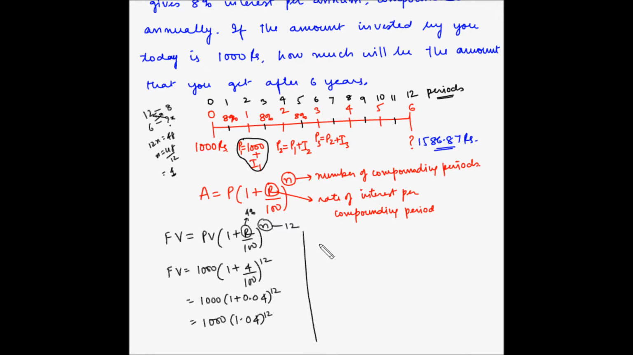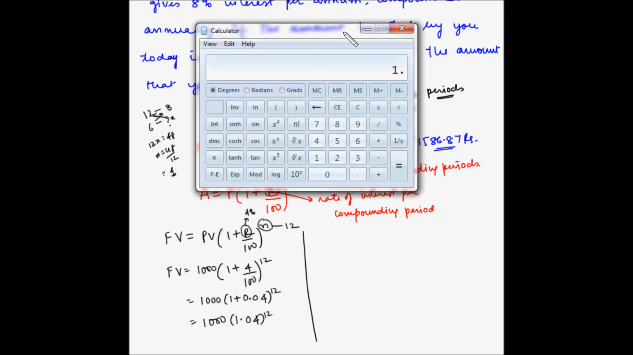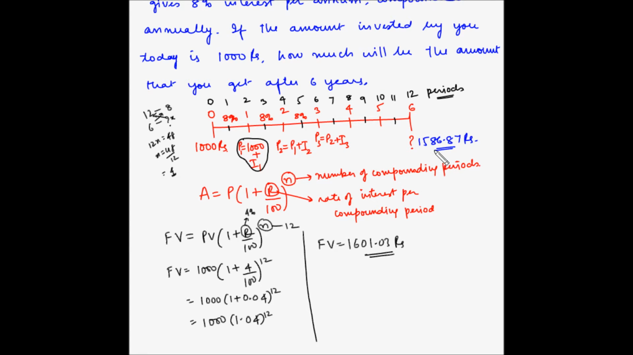Let me pull my calculator. So 1.04 to the power 12 multiplied by 1000. So future value is equal to 1601.03 rupees. So when we were compounding annually, our future value was expected to be 1586.87 rupees, whereas if we compound semi-annually, the future value of our investment will be 1601.03 rupees.